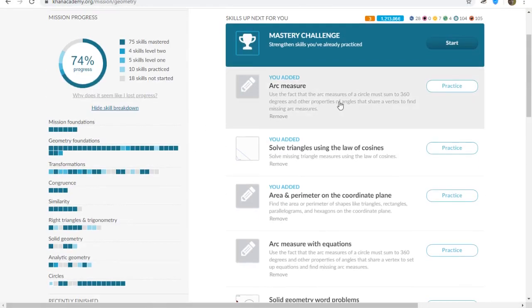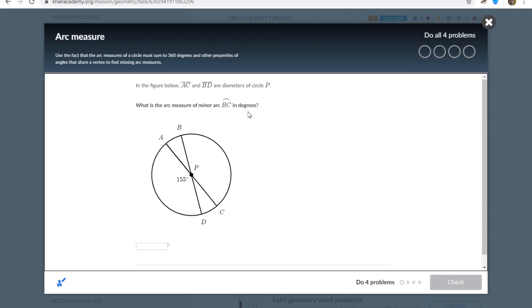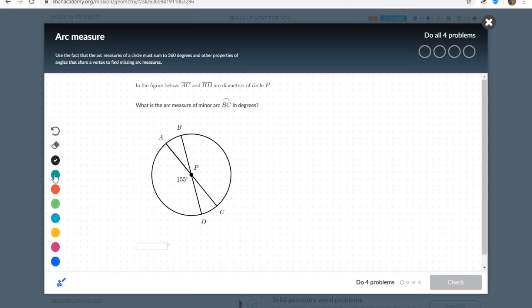The next one we're going to do is arc measure, the first one on the circles. What is the arc measure of minor arc BC in degrees? It wants to know the shortest distance from B to C, which would be around this way. If it was major, we would be going this way, because that would be more area, but since it's minor, we're going to be using this angle, the closest angle we have to C.